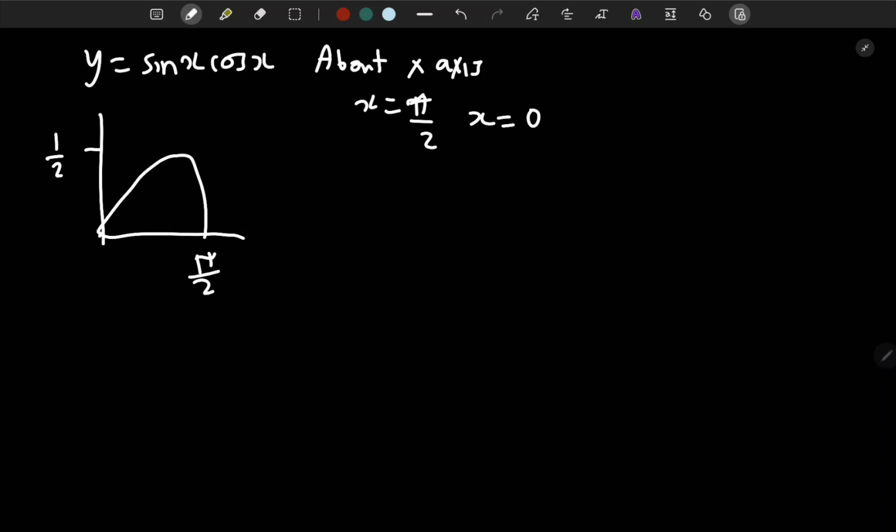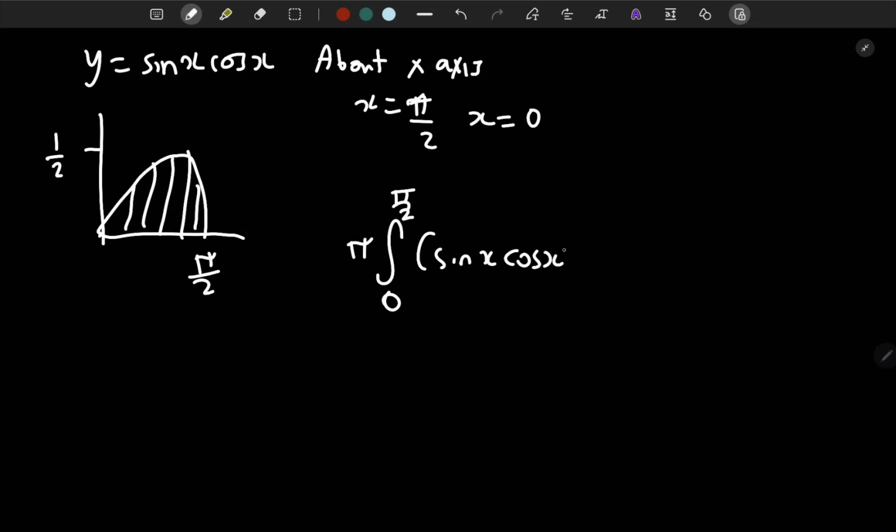So again, the same steps here. We know that the radius is this curve, y equals sine x cosine x. So all we need to do is integrate from 0 to pi over 2 of r squared, and r squared is the curve squared, since it's always going and touching that. So I'm going to take pi outside: the integral of sine x cosine x squared dx.